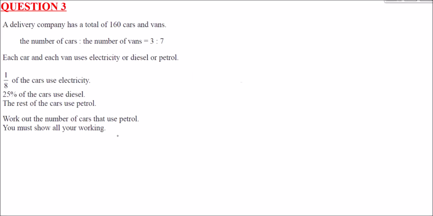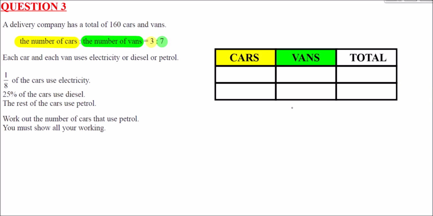Question 3, a delivery company has a total of 160 cars and vans, and the number of cars as a ratio to the number of vans is 3 to 7. So let's just put this into a ratio table. So we've got cars and vans, then let's have space for the total. So for every 3 cars, there's 7 vans. We can add this in, because that's what the question has told us. 3 lots of cars and 7 lots of vans is 10 lots in total.